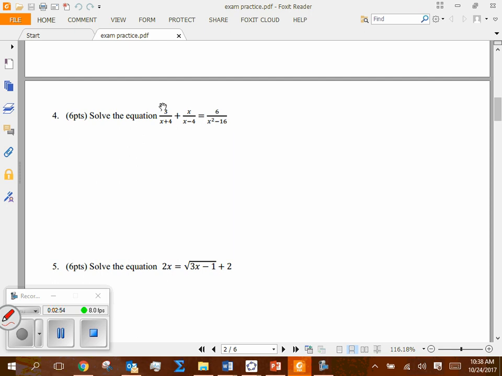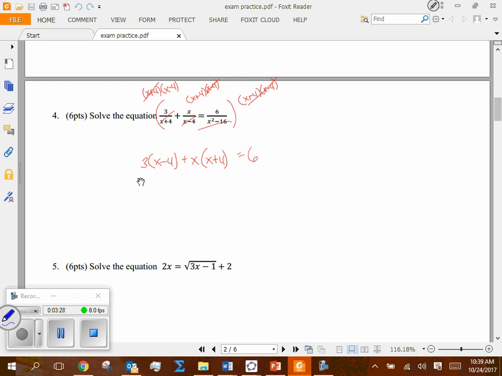They're asking you here to solve this equation. So when we have an equation like that, we need to multiply by a common denominator. So I'm going to go x plus 4, x minus 4, multiplied by each term. Cancel the x plus 4's there. It's going to give me 3 times x minus 4. Cancel the x minus 4's here. It's going to give me plus x times x plus 4. And then those are going to cancel completely and leaves me 6.